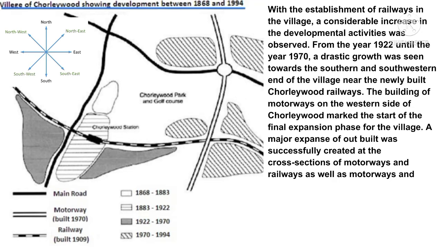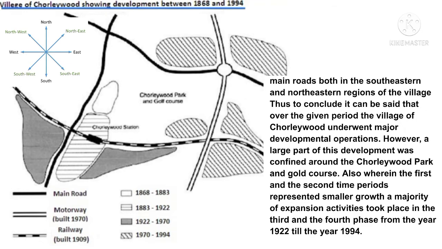From the year 1922 until the year 1970, a drastic growth was seen towards the southern and southwestern end of the village near the newly built Chorleywood Railways. The building of motorways on the western side of Chorleywood marked the start of the final expansion phase for the village. A major expanse of outbuilt was successfully created at the cross-sections of motorways and railways as well as motorways and main roads both in the southeastern and northeastern regions of the village.